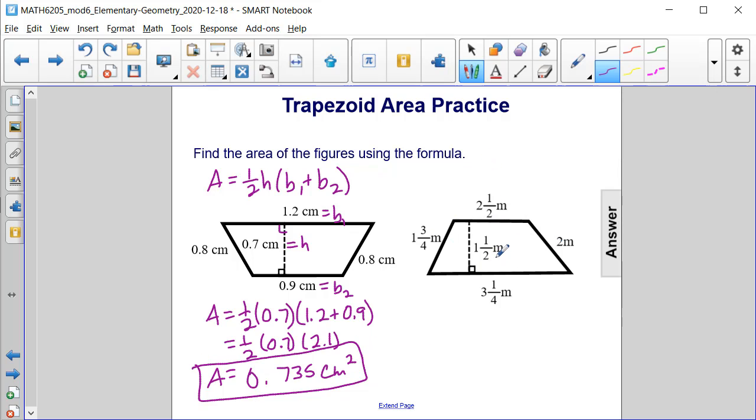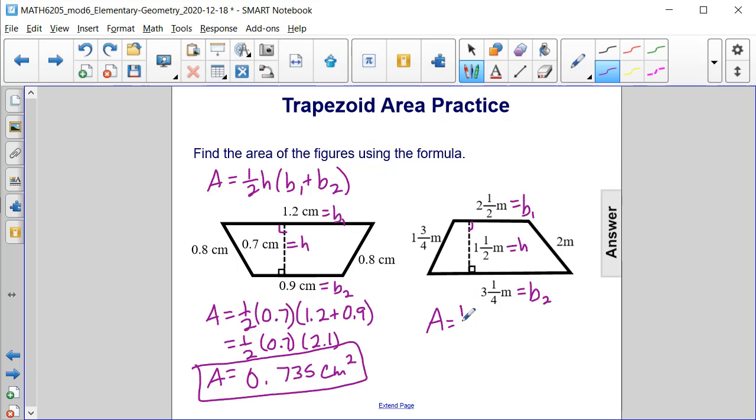Now let's calculate the area of the other trapezoid. In this problem, we have 2.5 meters is one base. We have 3.25 meters as another base. And the segment that is perpendicular to both bases is this height of 1.5 meters. So that's going to be our height. So now let's take these values and substitute them into our formula.